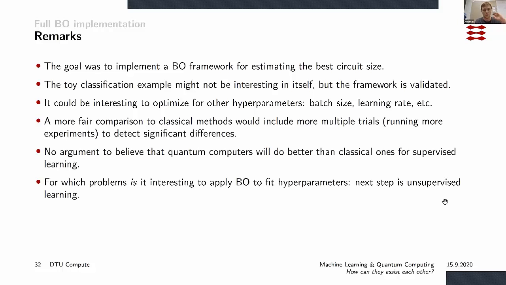Then, as I said, this example in itself might not be interesting, but one of the things that I'm looking into right now is for which problems it is interesting to apply these Bayesian optimizations to fit hyperparameters. And for that, I'm currently looking into unsupervised learning, which I discussed previously. So how can I actually learn, say, a thermal state by using a better circuit than perhaps Jerome does in his paper? That's one way of thinking of it.